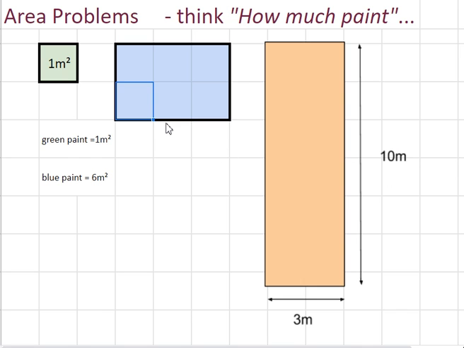So how many of these little 1 meter green squares will I fit in here? It'll be 3 in every layer and 10 layers. So for orange paint, how many 1 meter squares is it going to be? 3 times 10, which is 30 of these meter squares.